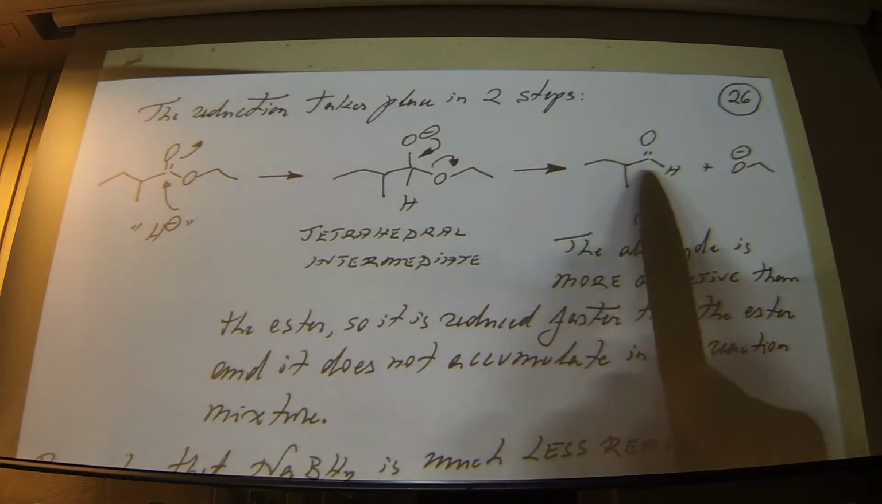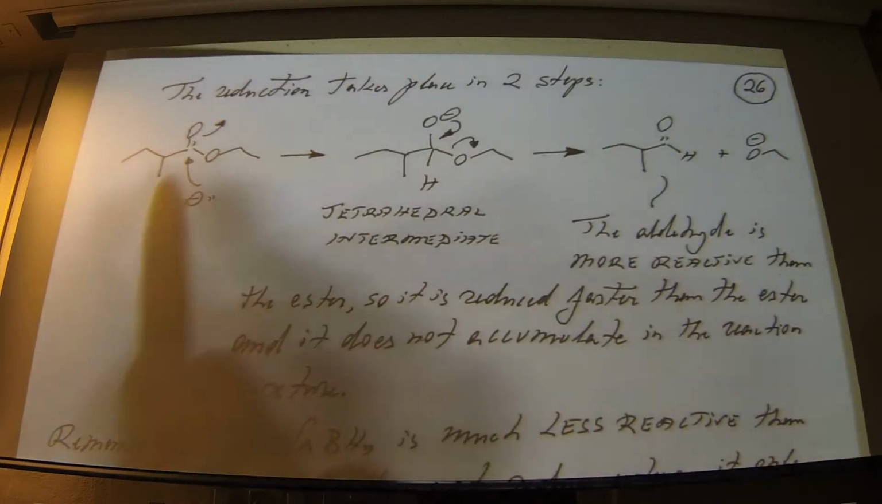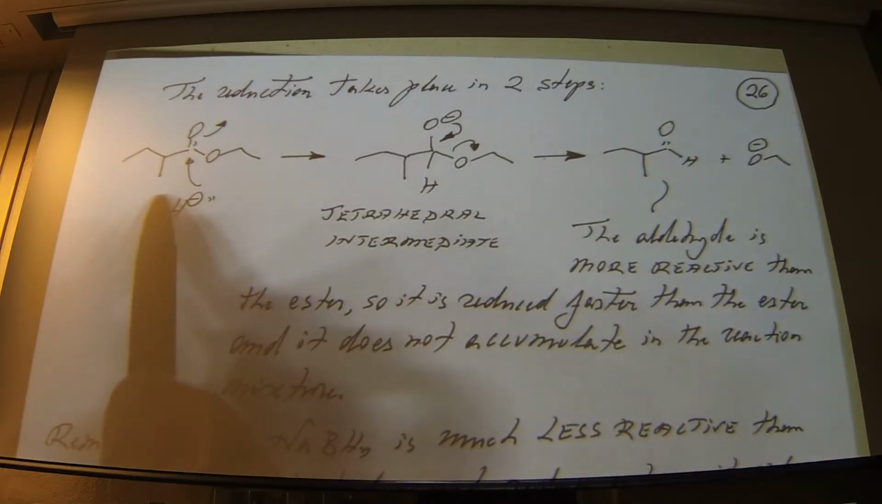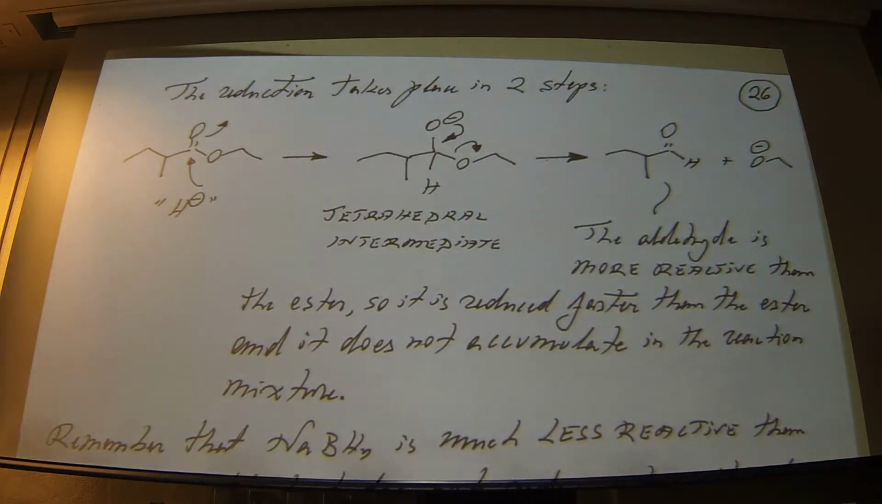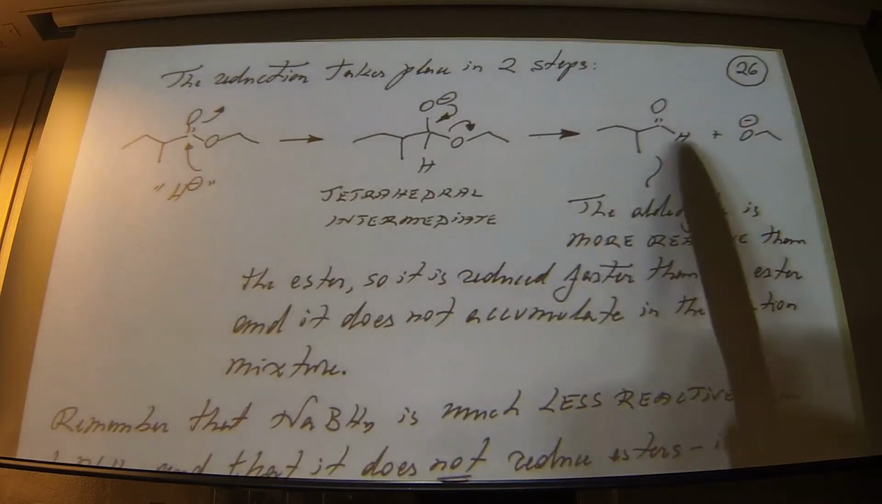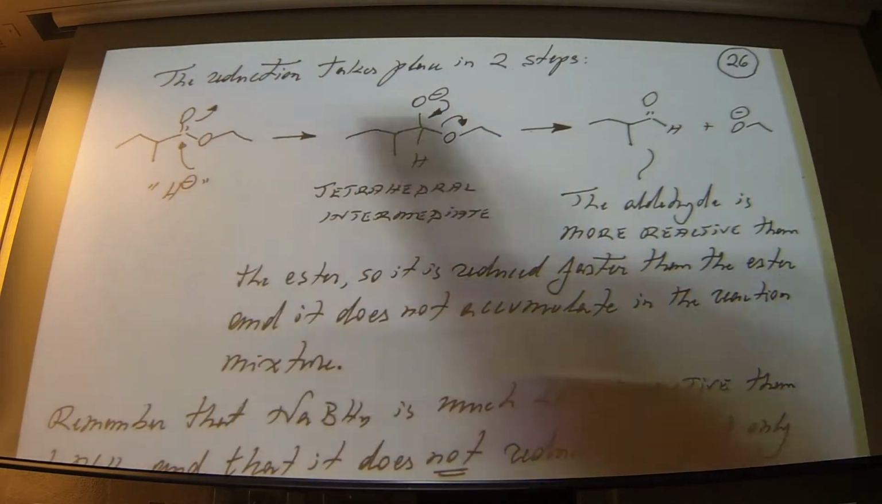But look what it collapsed to. It collapsed to an aldehyde. The aldehyde is more reactive than the ester. And because it's more reactive, the second reduction with hydride is even faster than the first. And so you never accumulate that aldehyde. That aldehyde gets reduced at a faster rate than the ester. It never accumulates. And so that's why I end up with one alcohol from this piece and one alcohol from that piece.